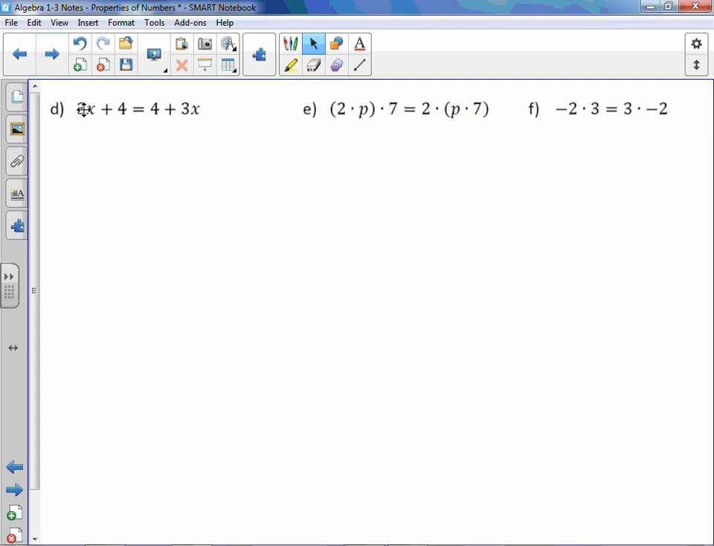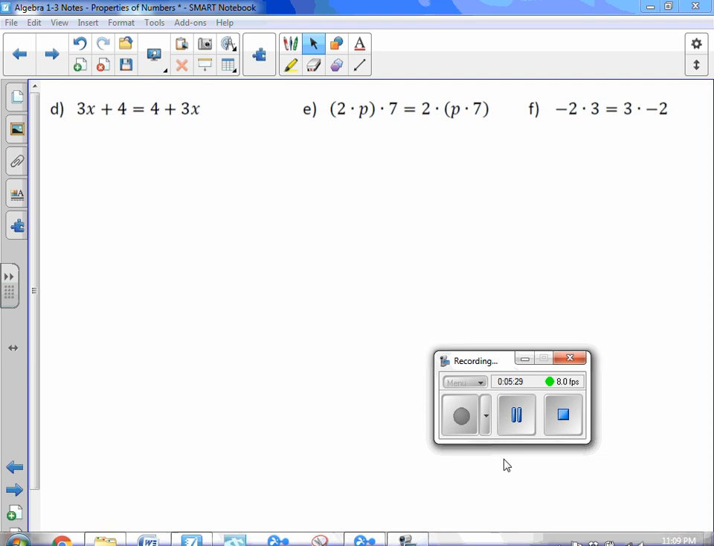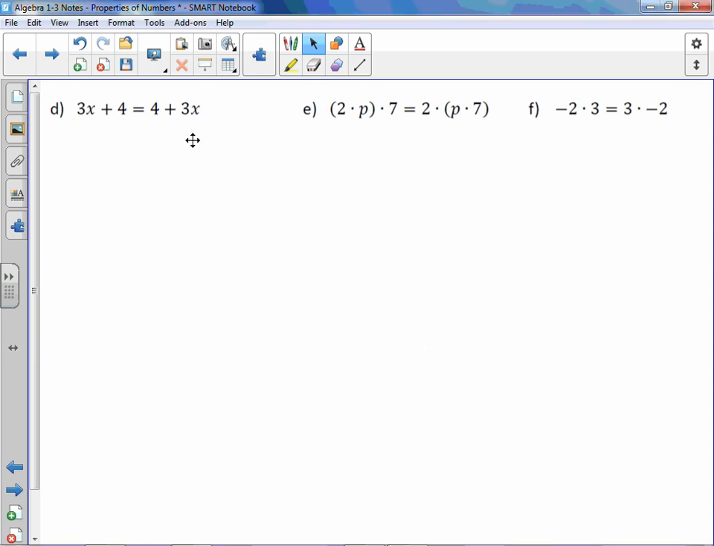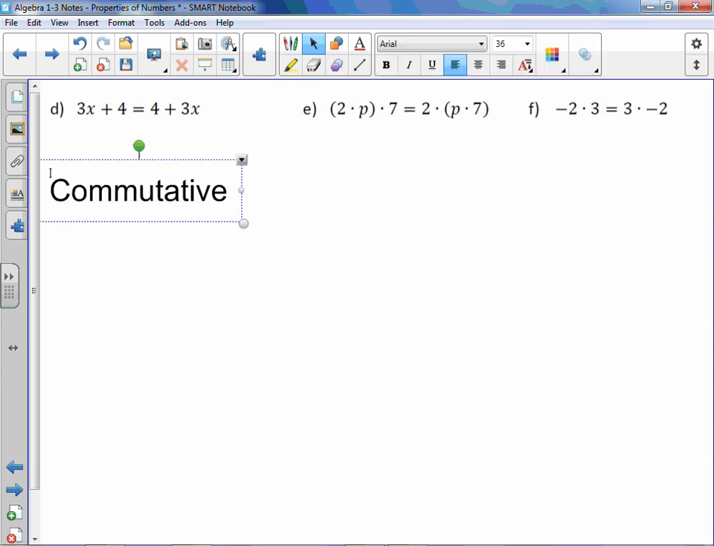Letter D. 3x plus 4 equals 4 plus 3x. The order is changing, which means it's the commutative property. And it is addition, so it's the commutative property of addition.